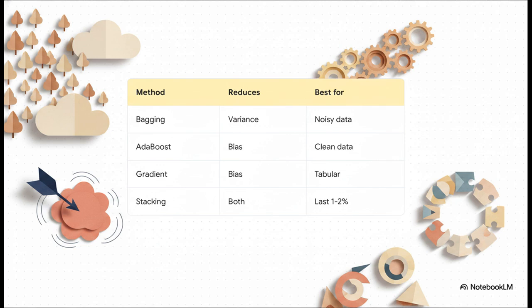Got noisy data and need to reduce variance? Deploy bagging or a random forest. If your data is actually relatively clean, but your models keep underfitting, AdaBoost attacks that bias directly. For almost any standard tabular data competition out there, gradient boosting is absolutely your go-to. If you're fighting for that final bleeding edge 1 to 2% of accuracy and you've got the compute budget to spare, build a stacking ensemble. And if you just need a really quick combination of diverse models, standard voting works wonders. Basically, you just match the tool to the specific error component you're trying to fix.